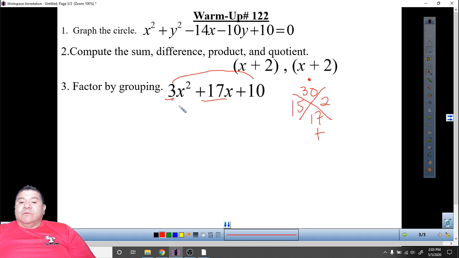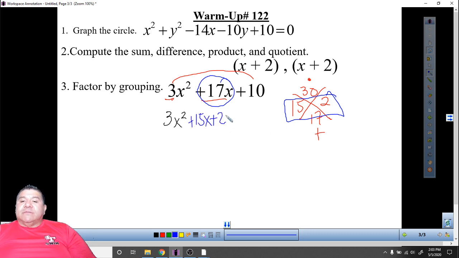All right, so now we can do this by grouping. So that means I'm going to rewrite the trinomial 3x squared, but instead of writing the middle term, what do I write? These two factors, and I write it as 15x plus 2x. Then I bring down the last term, which is 10. Then remember these? Plus 10.